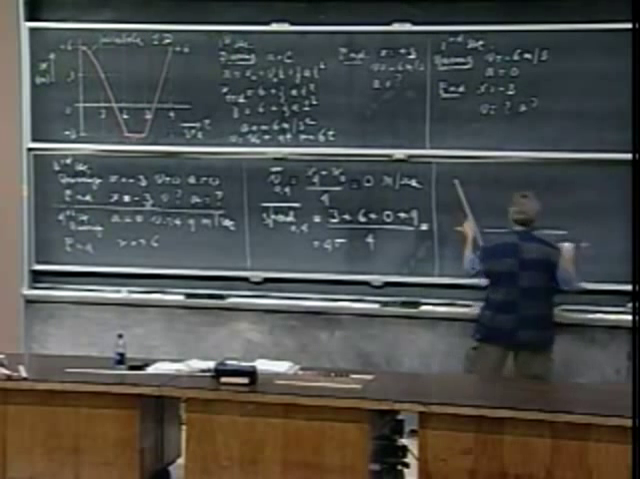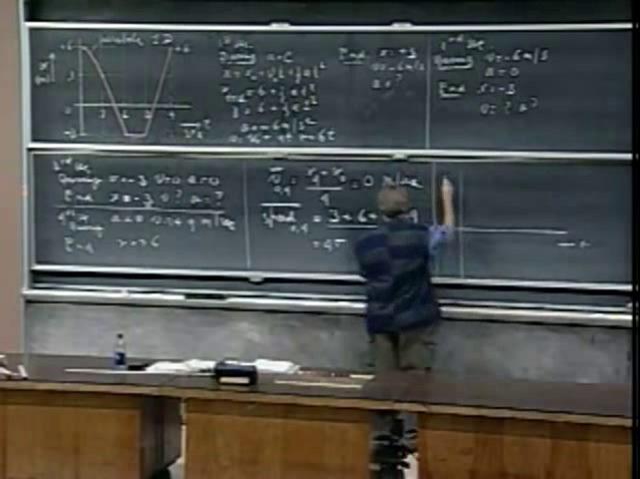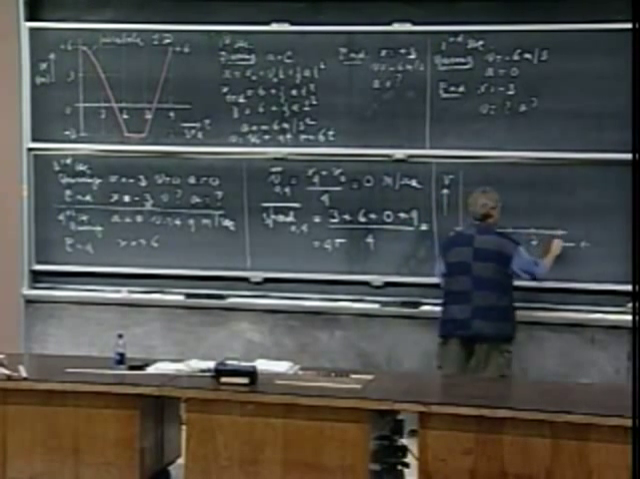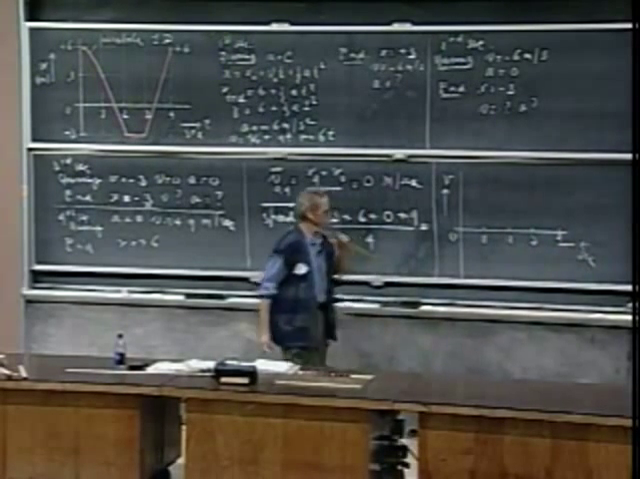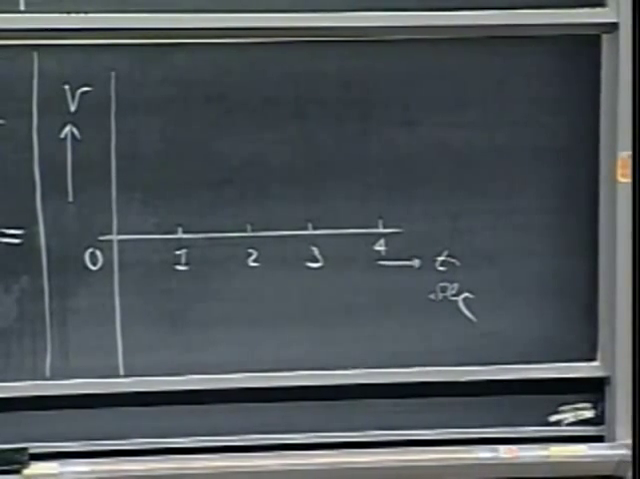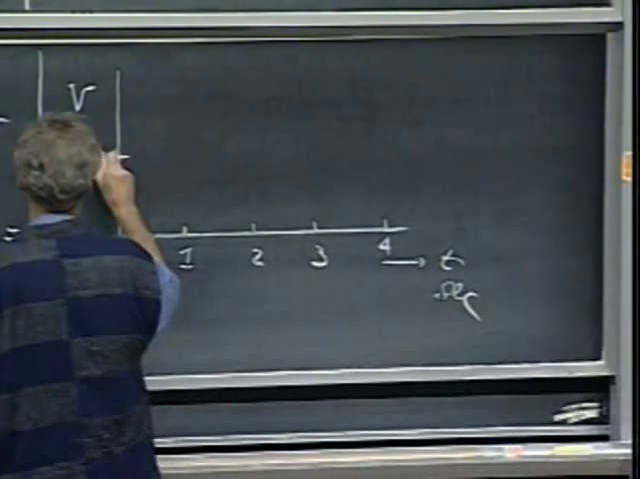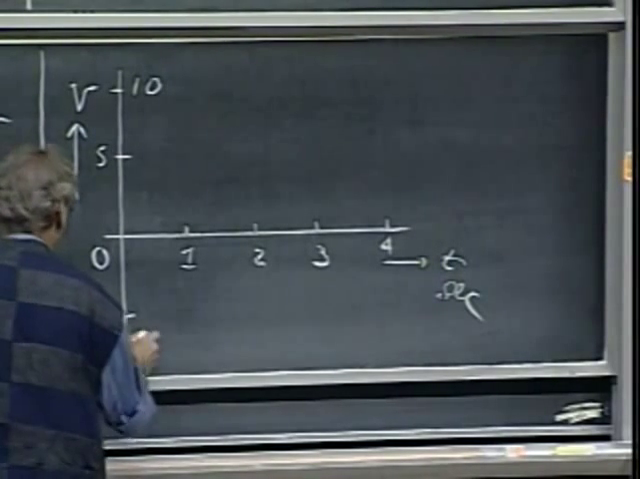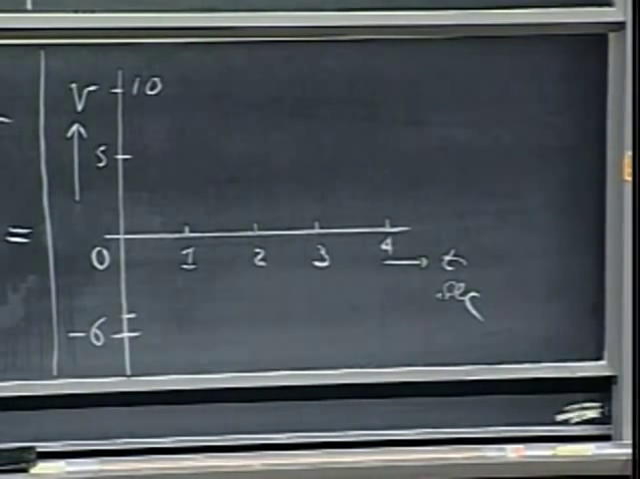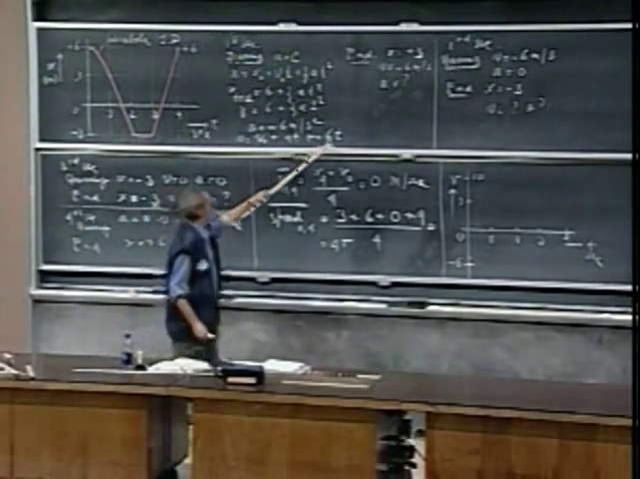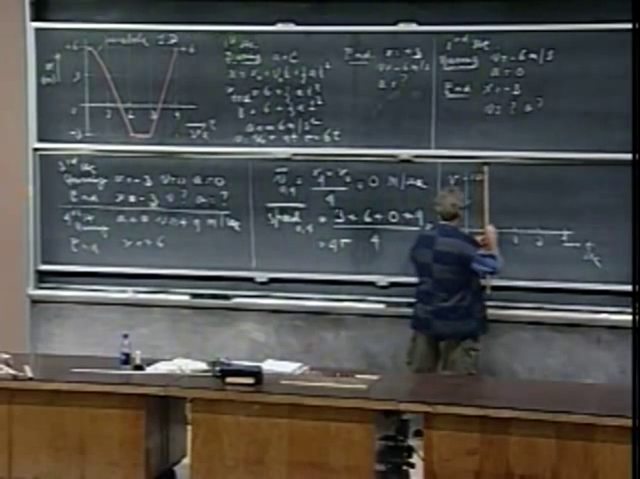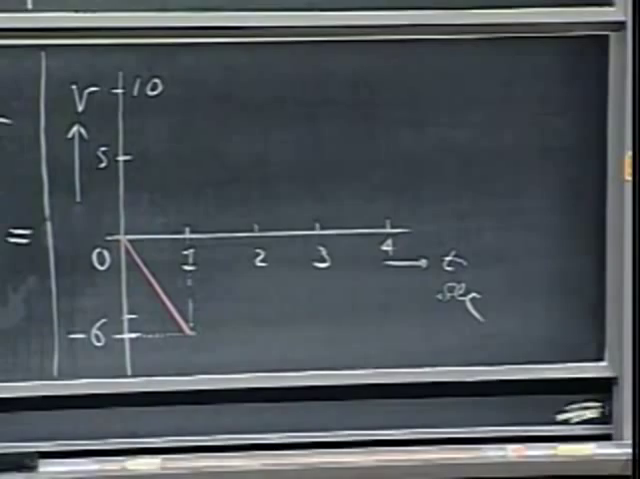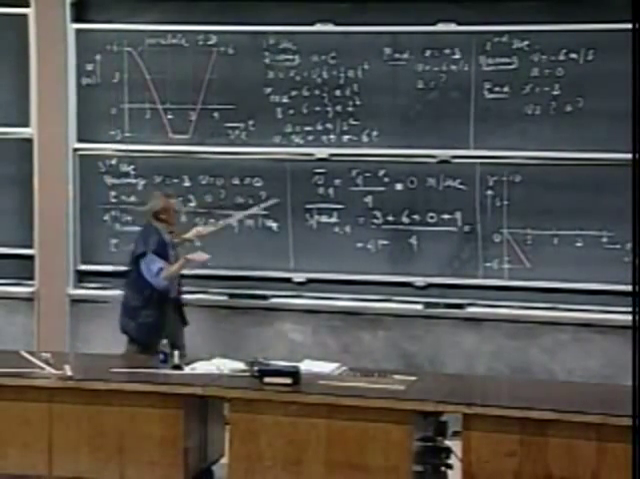This is my time axis. And this is the velocity. This is 0. 1 second, 2 seconds, 3 seconds, 4 seconds. And this velocity is in meters per second. I go up here to +10, and here it's -5, here is -6. So what do I do now? I know that the velocity during the first second is -6t. So it's linear. And so during the first second, this is the velocity as a function of time. It starts at 0, you can see that. And when it is here, it has a velocity of -6 meters per second.